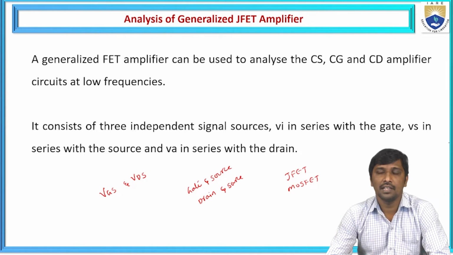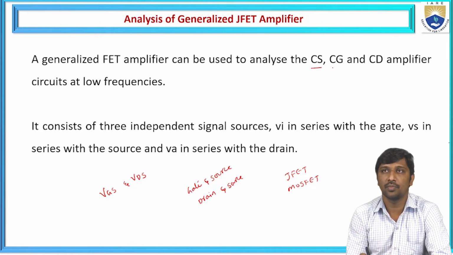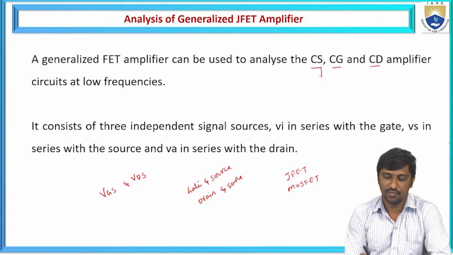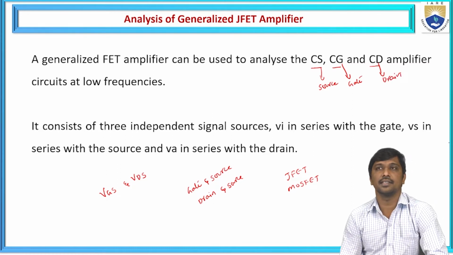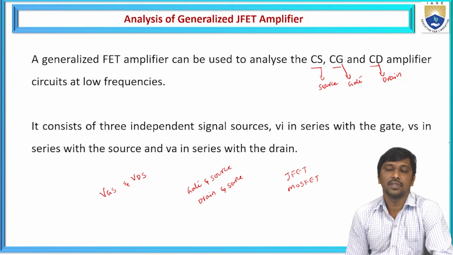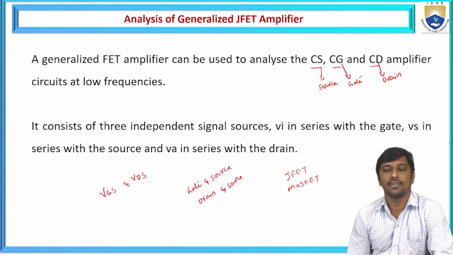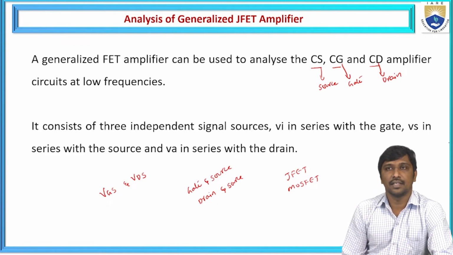We also identified the amplifier analysis for the three configurations: common source, common gate, as well as common drain, where S stands for source, G stands for gate, D stands for drain, and C stands for common. We discussed them individually, and we designed a small signal model for each configuration, either common source, common drain, or common gate.